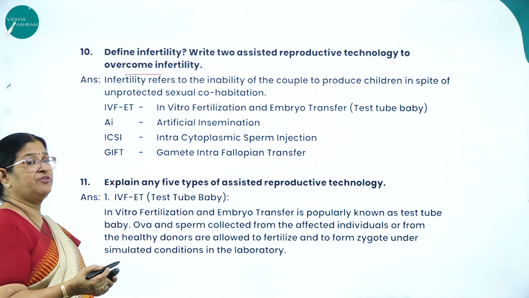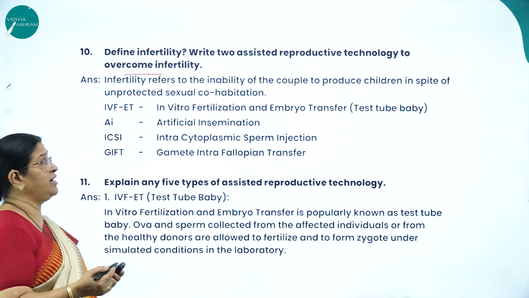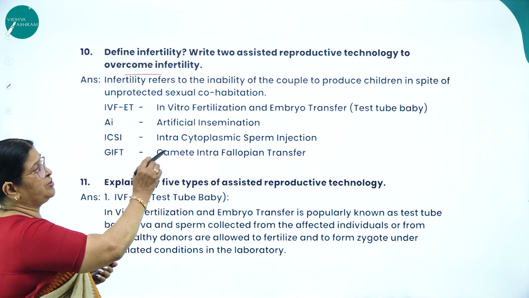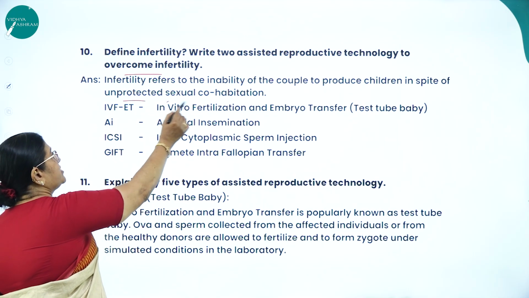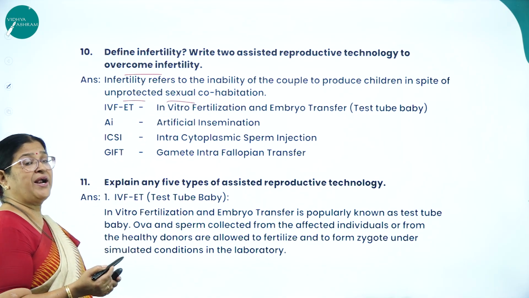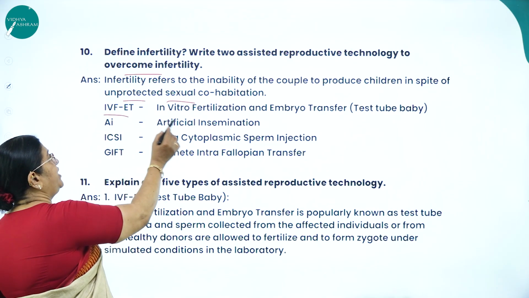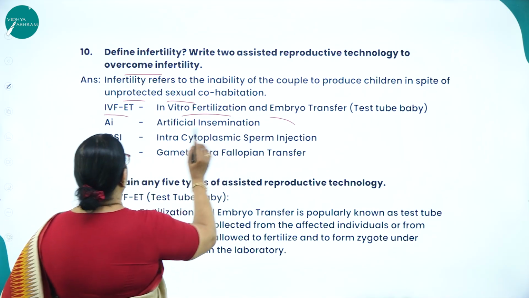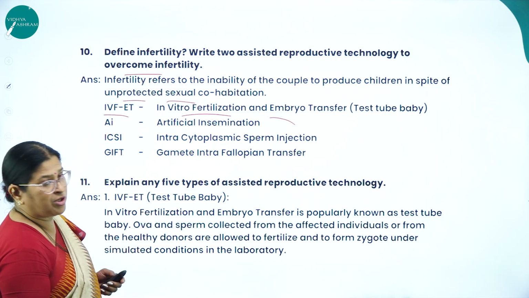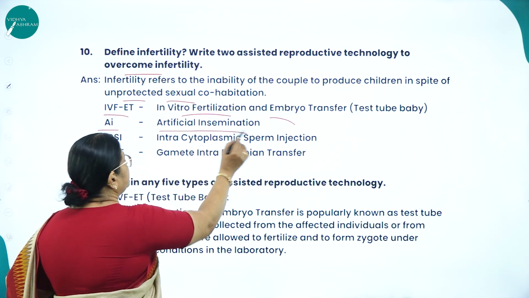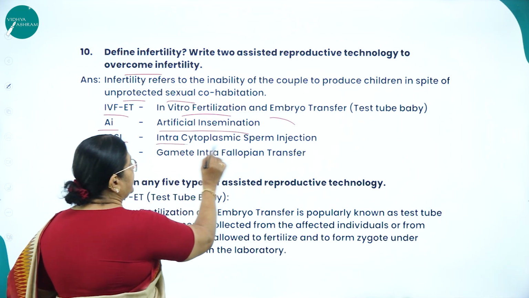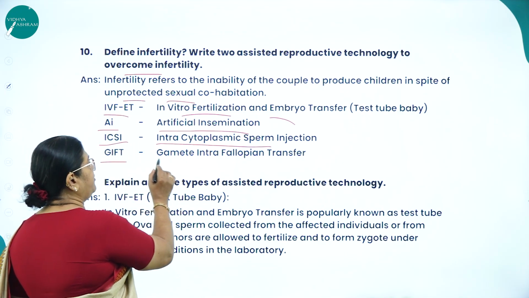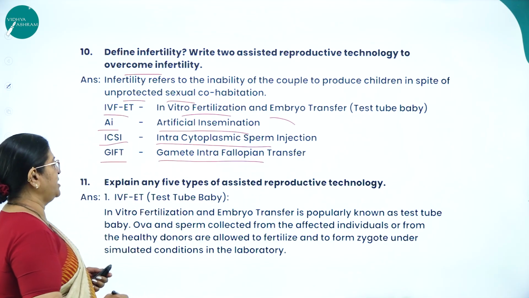Already I told what infertility is: the inability to bear a child, or the inability of the couple to produce children in spite of unprotected sexual cohabitation. Expand the abbreviation IVF-ET: in vitro fertilization and embryo transfer, or commonly we call it what? Test tube baby. AI, that is artificial insemination. ICSI, intracytoplasmic sperm injection. GIFT, gamete intrafallopian transfer.